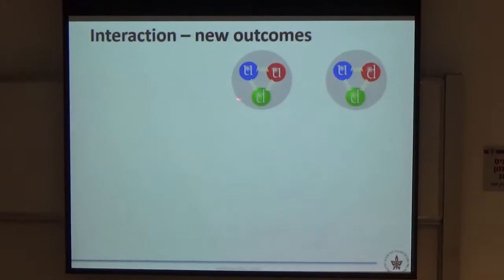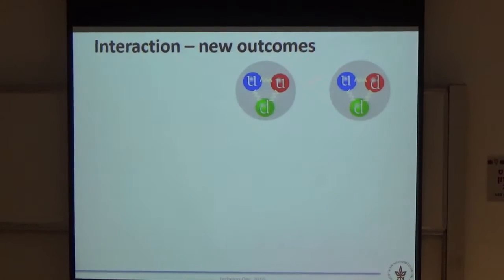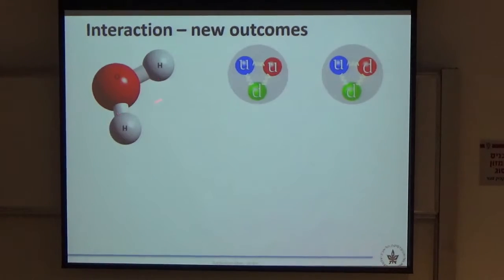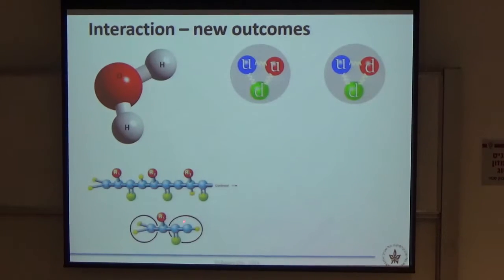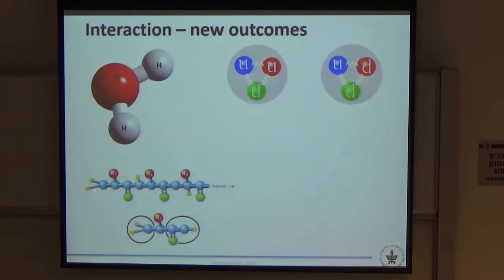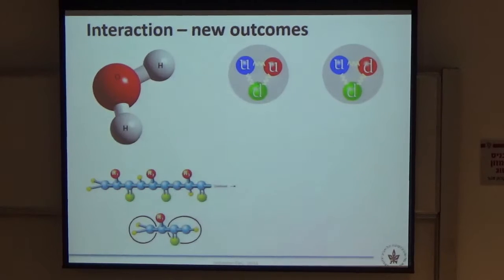Whenever we have interactions between things, let's say interactions between quarks, we get new species. If we have interaction between atoms, we can get something new, which is very different from hydrogen and oxygen. And if we have amino acids and interaction between them, we can get something new out of them, which is protein.